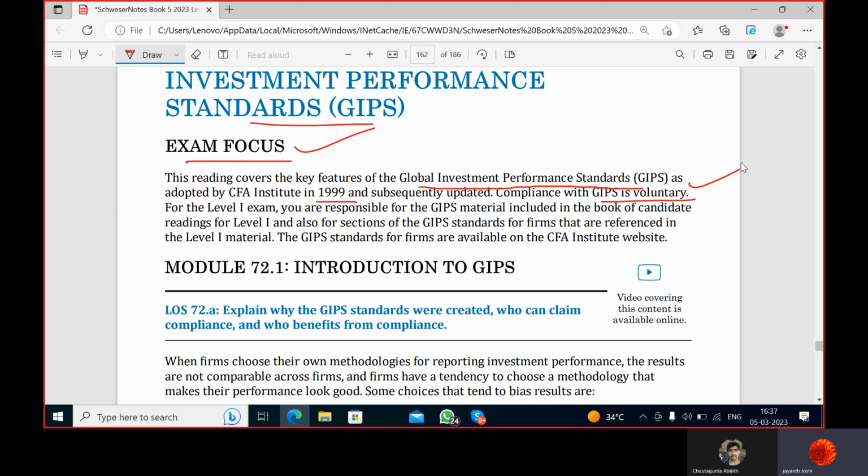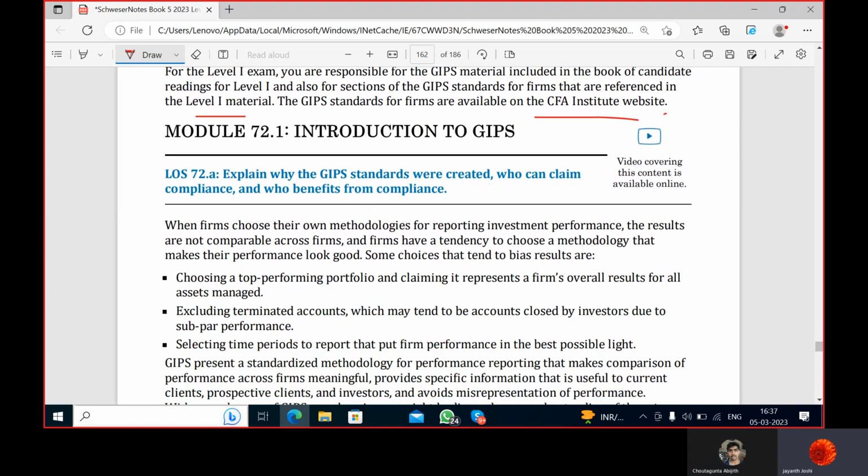For the Level 1 exam, you are responsible for the GIPS material included in the book of candidate readings for Level 1, and also for the sections of the GIPS standards for firms that are referenced in the Level 1 material. The GIPS standards for firms are available on the CFA Institute website. First, we will understand what this standard is all about.